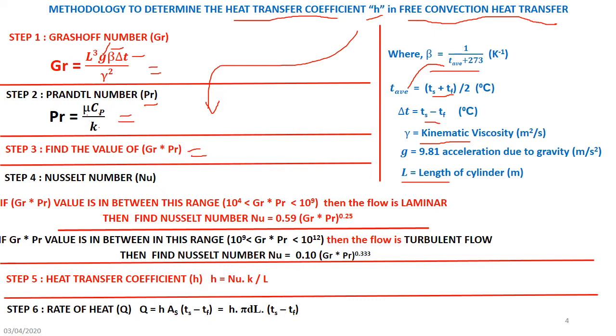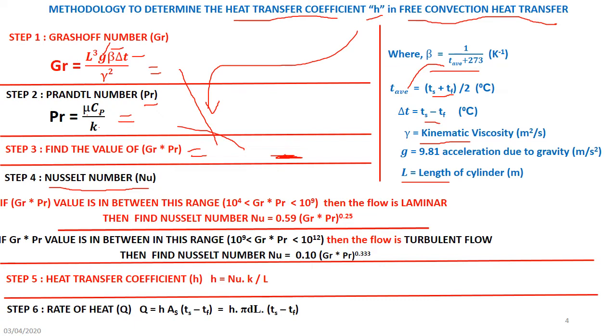Okay, the third step, you got the answer in GR, right? So that value here, then PR value, you multiply it, you will get some answer. Okay, so that answer will be big. I mean, you will get a higher, big value. So keep it as it is. Then fourth step, you have to find Nusselt number.